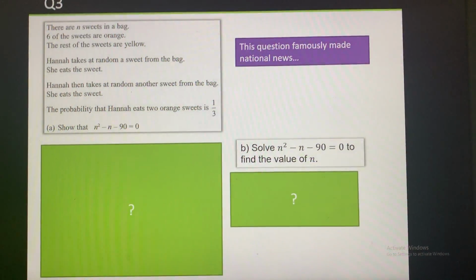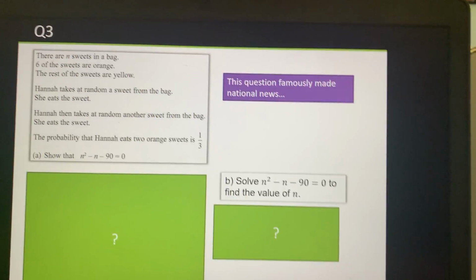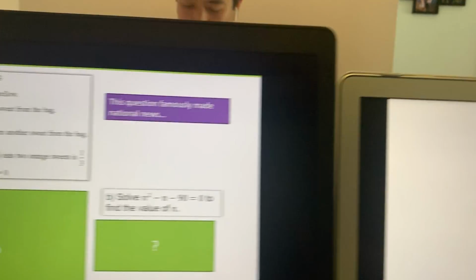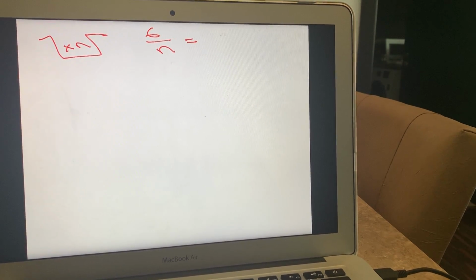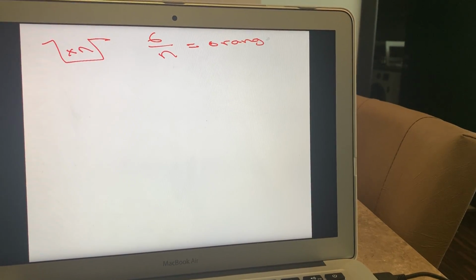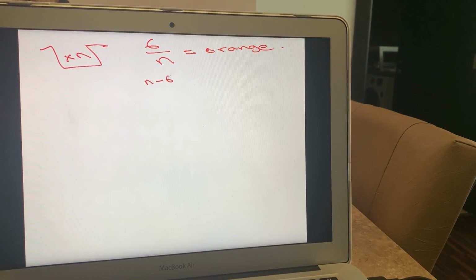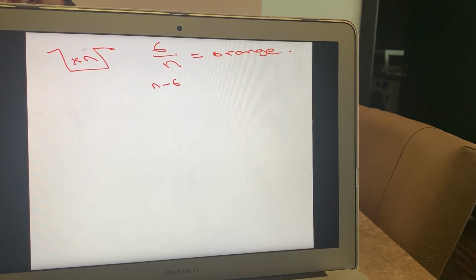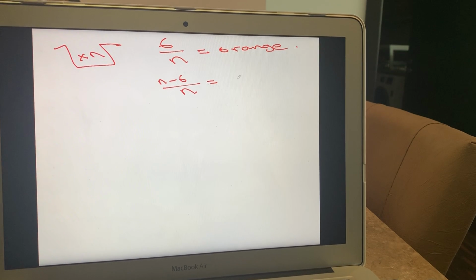Now, you know me, I need some diagrams. I'm a visual learner myself. It says 6 out of n sweets are orange, the rest are yellow. So let's try and make some sense out of it. Here's my bag. There are n sweets in it. 6 out of the n sweets are orange. The rest are yellow. That means n minus 6. So, forget the 6 that are orange. The rest, n minus 6, out of n are yellow.